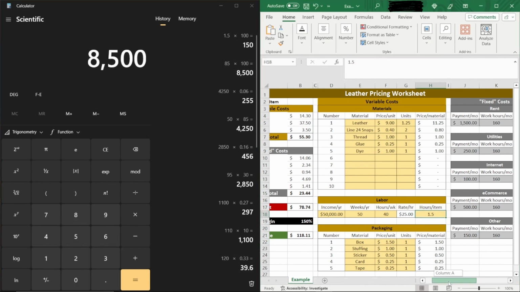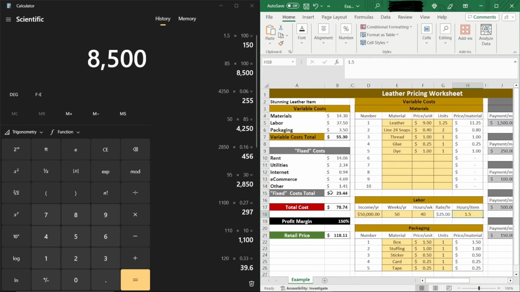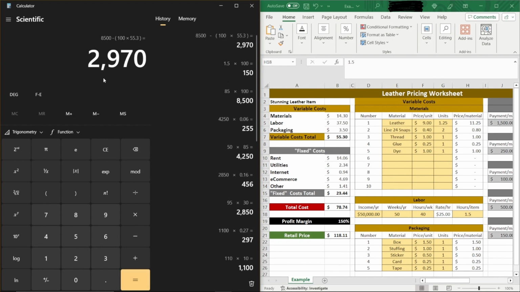$8,500. Let's subtract our expenses now for 100 items. Minus, parentheses, 100 times my variable cost, $55.30. Close parentheses. Now I'm left over almost $3,000. So that is, if you replace the exact amount of everything you use, you paid yourself $25 an hour for 150 hours of your labor, and you replace the exact amount. You can replace everything. So you can do that order again the next time. You're still left over with almost $3,000.